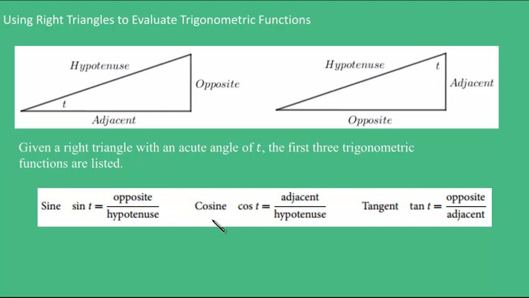The cosine of an angle is defined as the ratio of the adjacent side to the hypotenuse. So in this case, this is the adjacent side, and in this case, this is the adjacent side. The tangent of an angle is defined as the ratio of the lengths of the opposite side to that of the adjacent side. So here, the tangent of this angle is the length of this side divided by the length of this side, while the tangent of this angle here is going to be the length of this side divided by the length of this side.